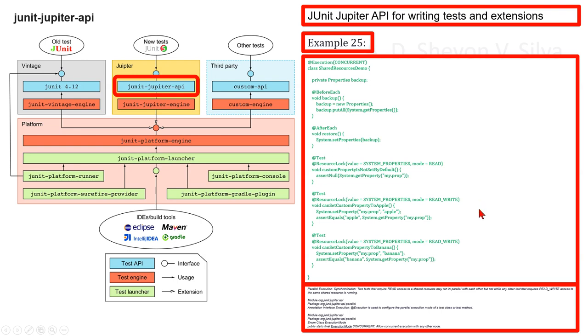In addition to the string that uniquely identifies the shared resource, you may specify an access mode. Two tests that require read access to a shared resource may run in parallel with each other, but not while any other test that requires read-write access to the same shared resource is running.